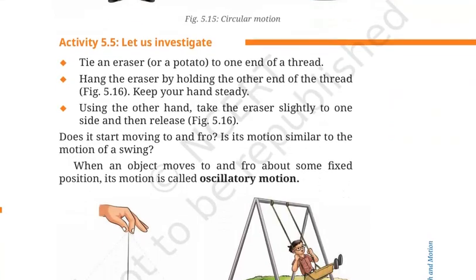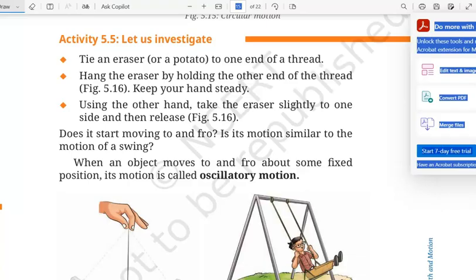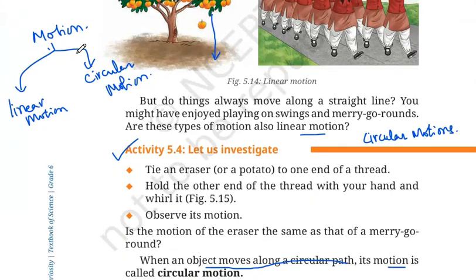All right. Now you will also observe a third type of motion, which I have not mentioned over here. I should mention the third type of motion, which is called oscillatory motion. Now, what is oscillatory motion? It is a type of motion where an object moves to and fro. What is to and fro?